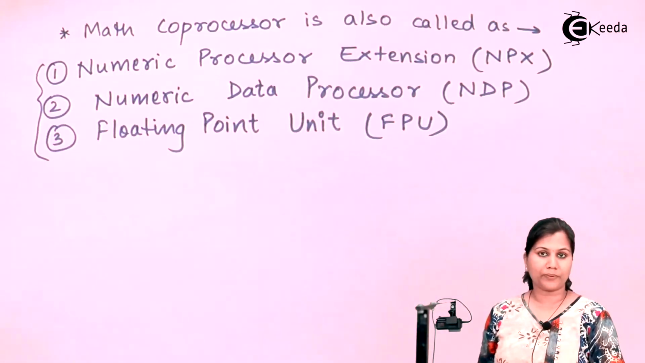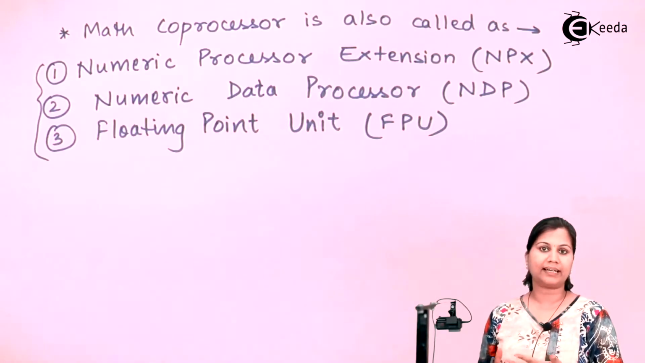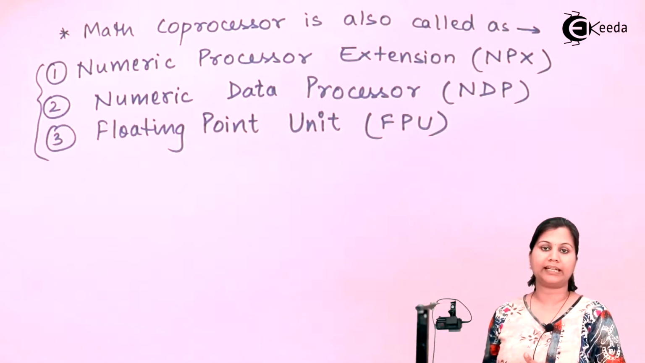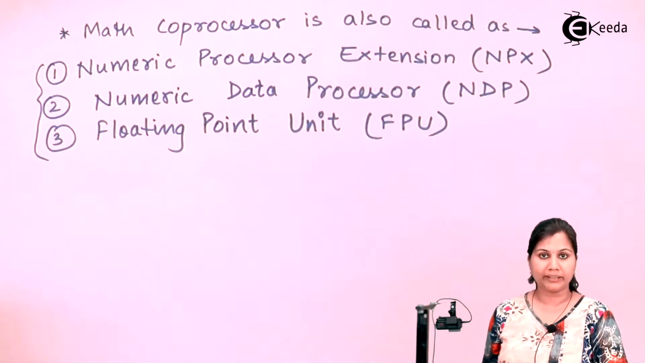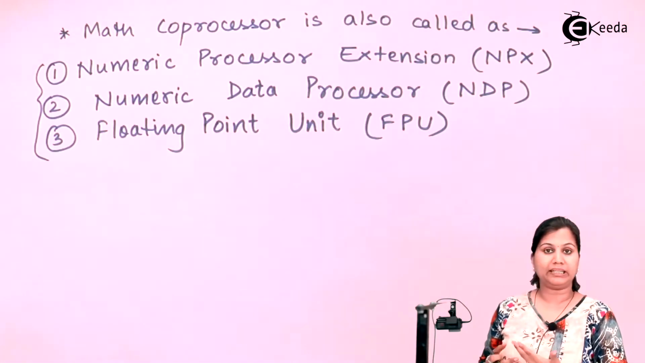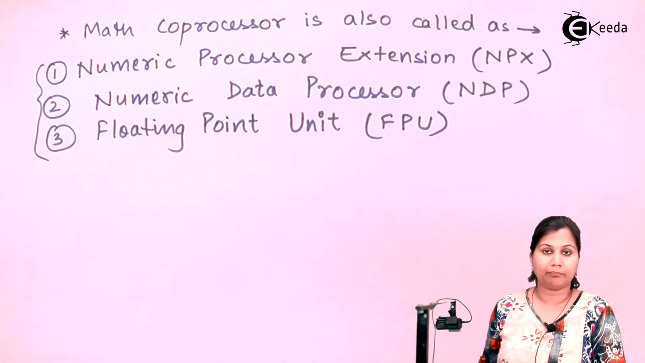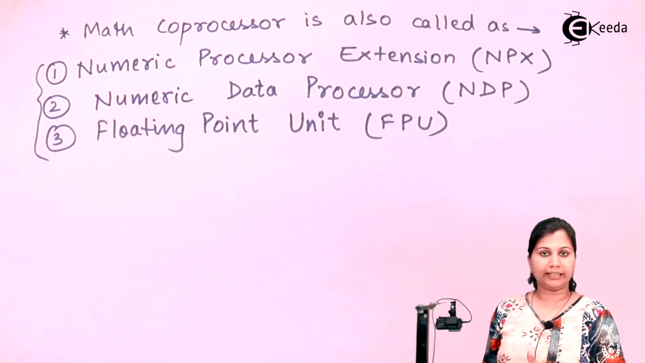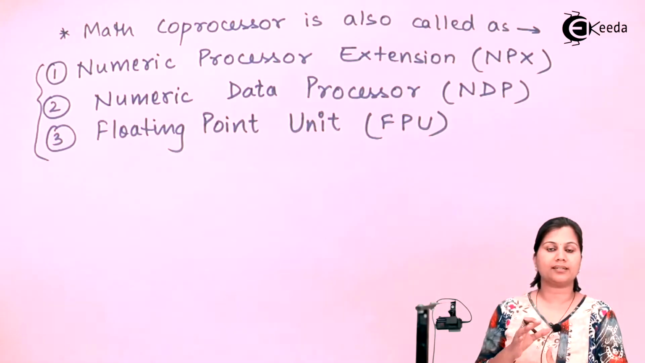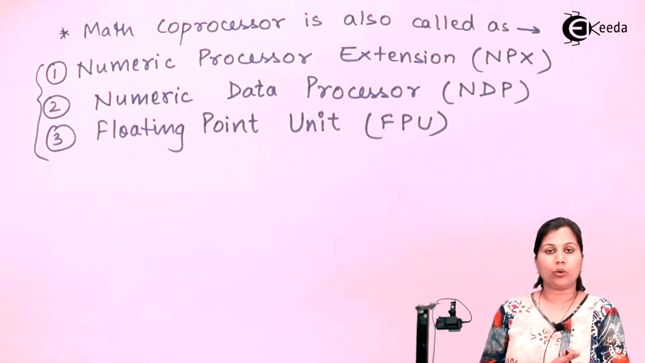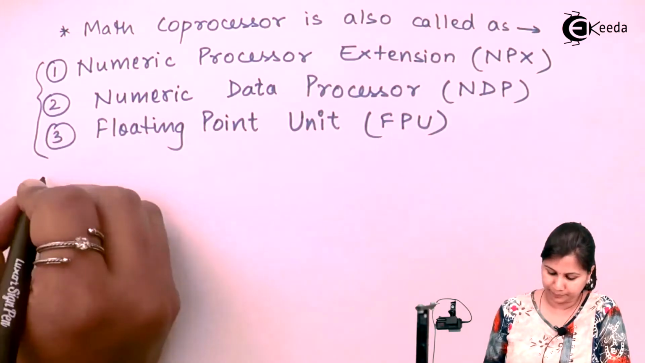As this coprocessor deals with numeric data, this data can have different data types. It can be a decimal number, a floating point number, an integer, or a real number. So there are different data types on which this 8087 coprocessor deals.